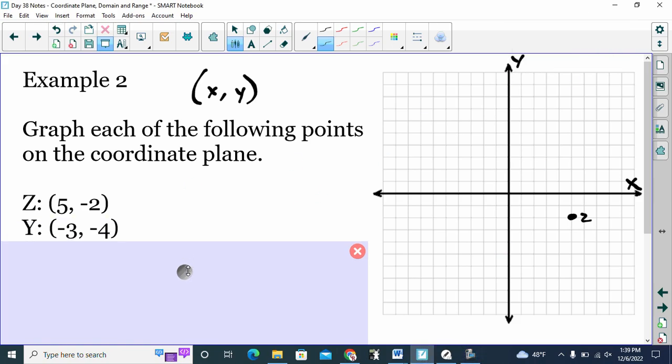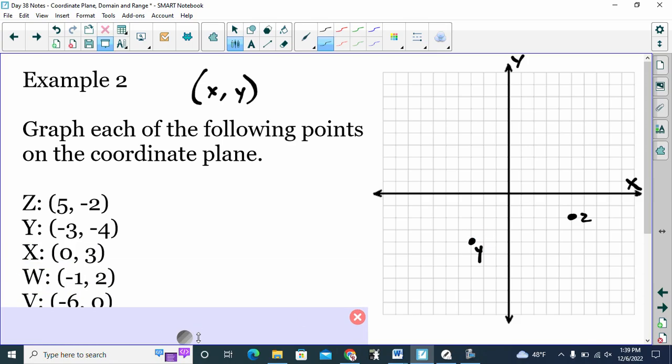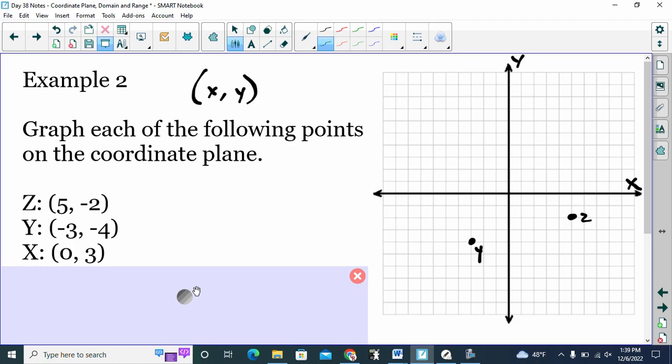The next point that's given is -3, -4. My x is -3. Because x is -3, I'm going left. So -3. My y value is -4, so down 4. There is point Y. And so on. 0, 3. My x is 0. I'm not going side to side at all. My y is 3.